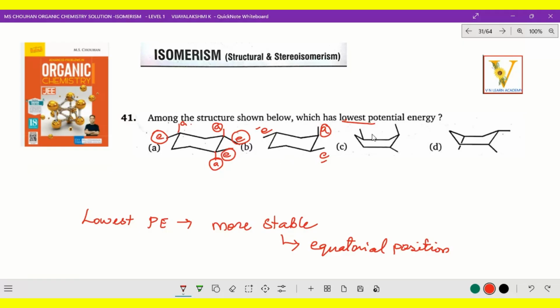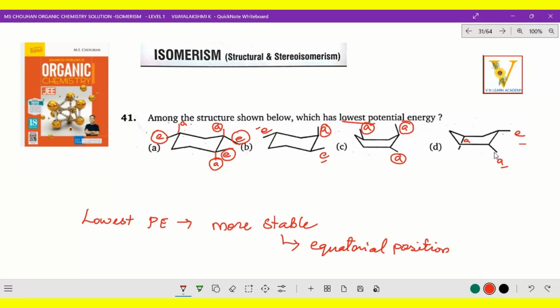Now the third one: this is axial, and this is also axial, and this goes downwards, so this is also axial. See, this goes this side and this goes downwards, so this is axial. All three are axial only, so this will not be more stable. And the next one: is this equatorial or axial? This is equatorial and this is axial, and the next one is axial, right? So we are checking all of them in that way. With equatorial and axial mixed, it will not be more stable.